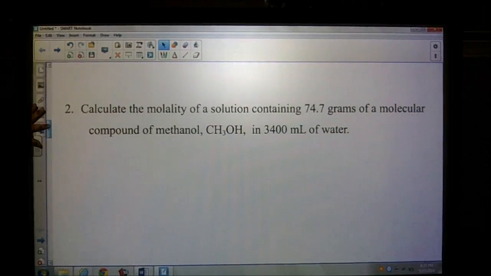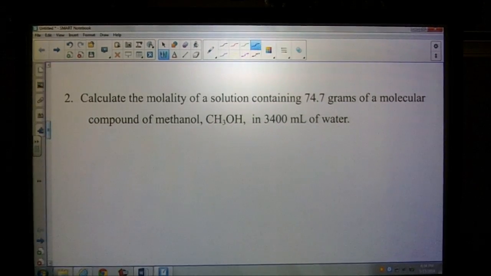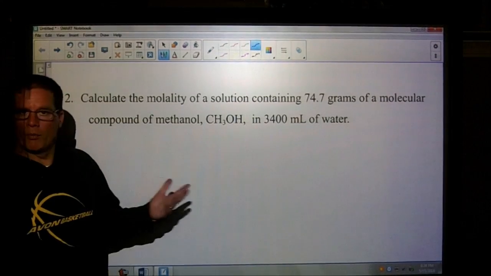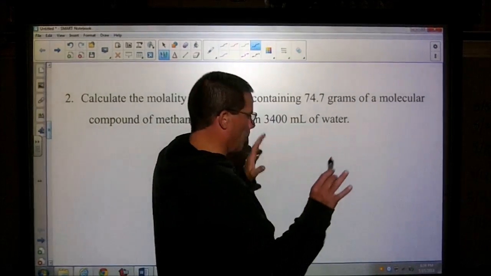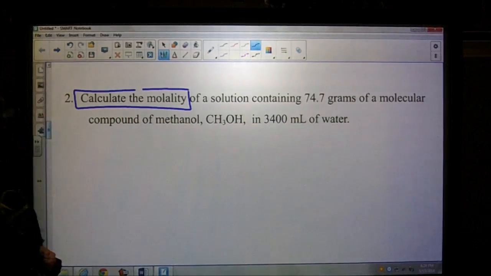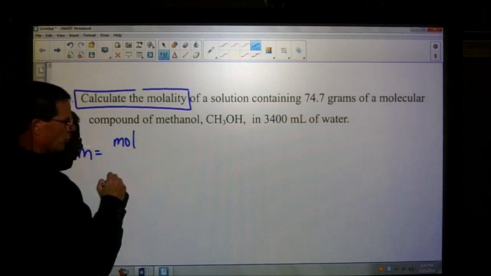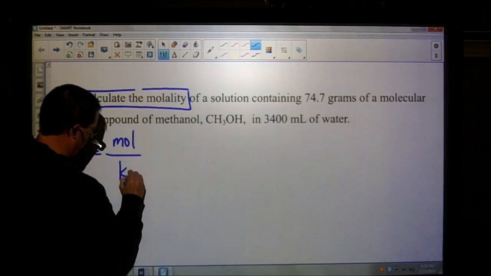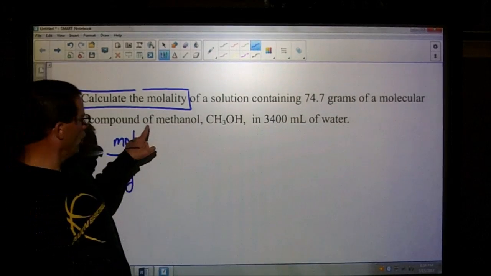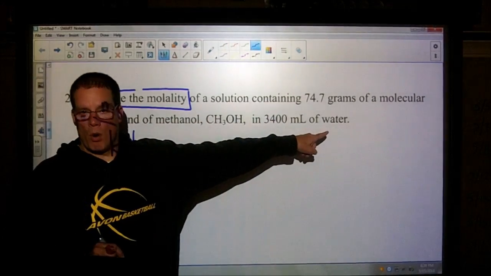All right, the next one, number 2, says calculate the molality of a solution containing 74.7 grams of a molecular compound of methanol, which is CH3OH. I think we've seen that before. So a couple things here. First thing, calculate the molality. So again, molality is moles of your solute over kilograms of water. Moles of your solute. So our solute right now is the methanol. Our solvent will always be water.